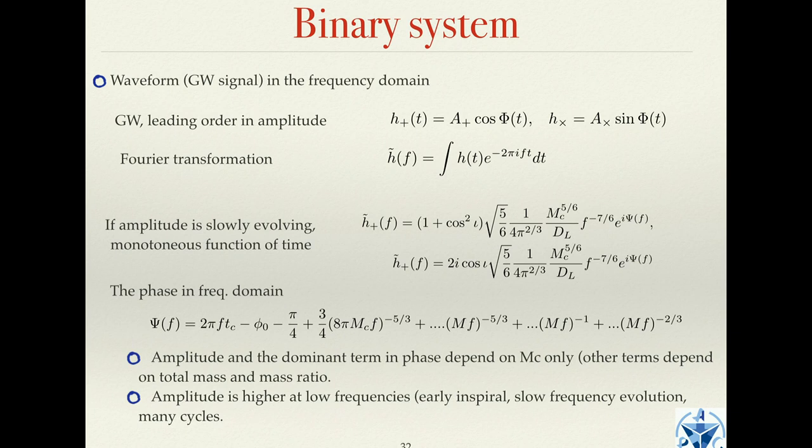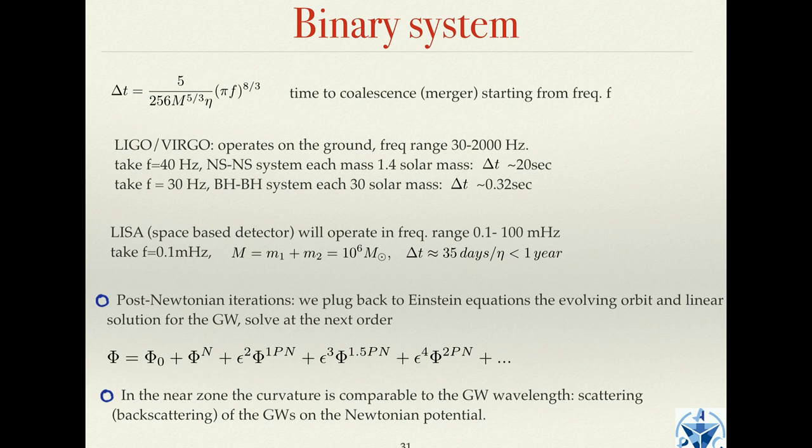Again, I'm jumping, right? Yes. And again, I'm rewriting the same equations in terms of delta t, the time required to coalesce starting with some frequency f. And here are a few estimations. Let's take LIGO Virgo. It operates on the ground in a frequency range between 30 hertz and around 2,000 hertz. Actually, now they improved a little bit. It's around 20 hertz, but it doesn't matter. And you can take a source at 40 hertz for neutron star, neutron star. Again, it's just an order of magnitude estimation.